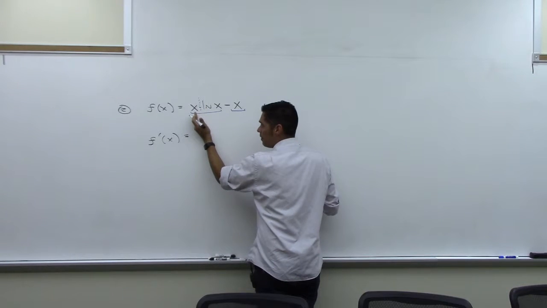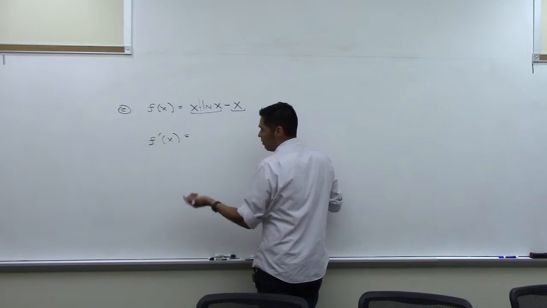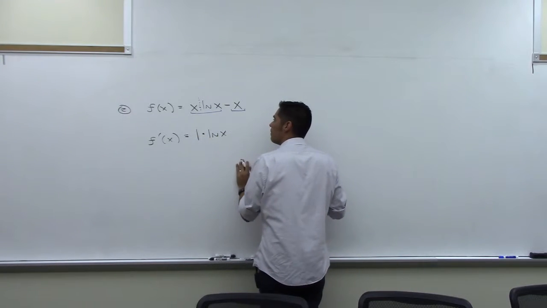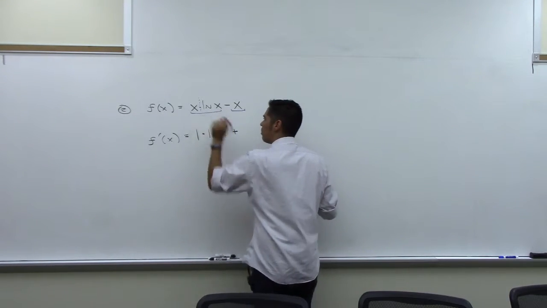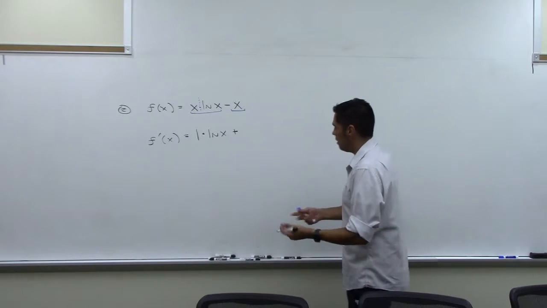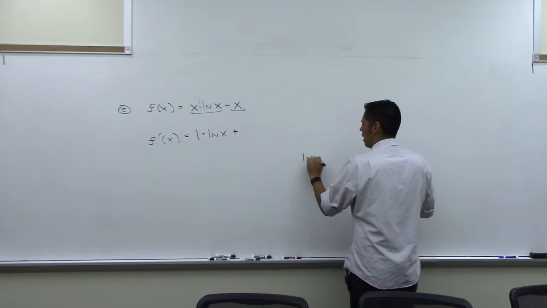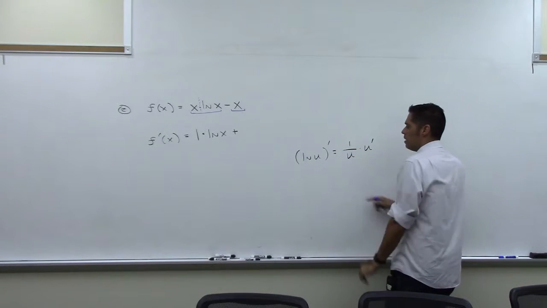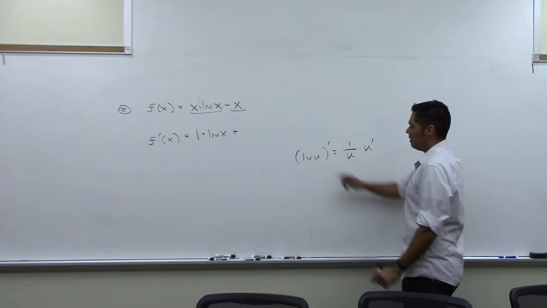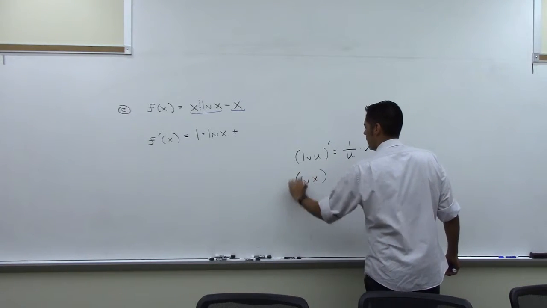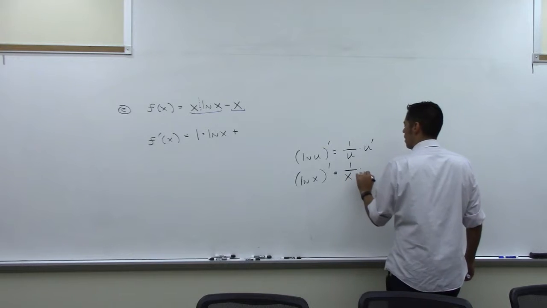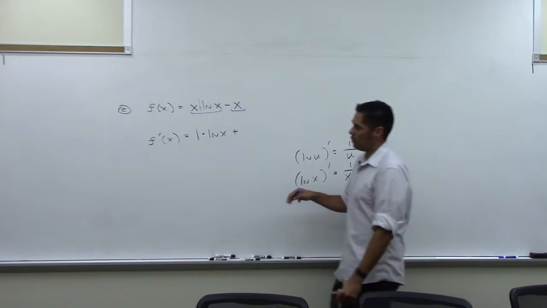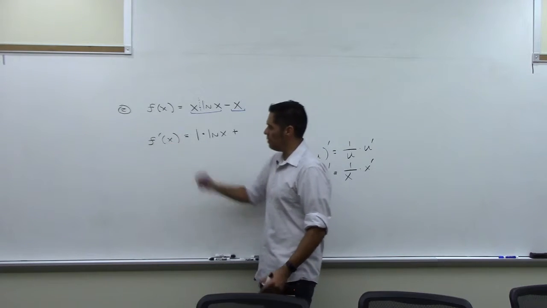So the derivative of the first function, the derivative of x with respect to x, is 1. I don't need to write that, but I'm going to. Times natural log x, plus the derivative of natural log of x. So natural log of x, that's a special one. Remember, the derivative of natural log of u is equal to 1 over u times u prime. Well, if u is x, then there's going to be 1 over x times the derivative of x, but the derivative of x is 1 because we're differentiating with respect to x. x is our independent variable.